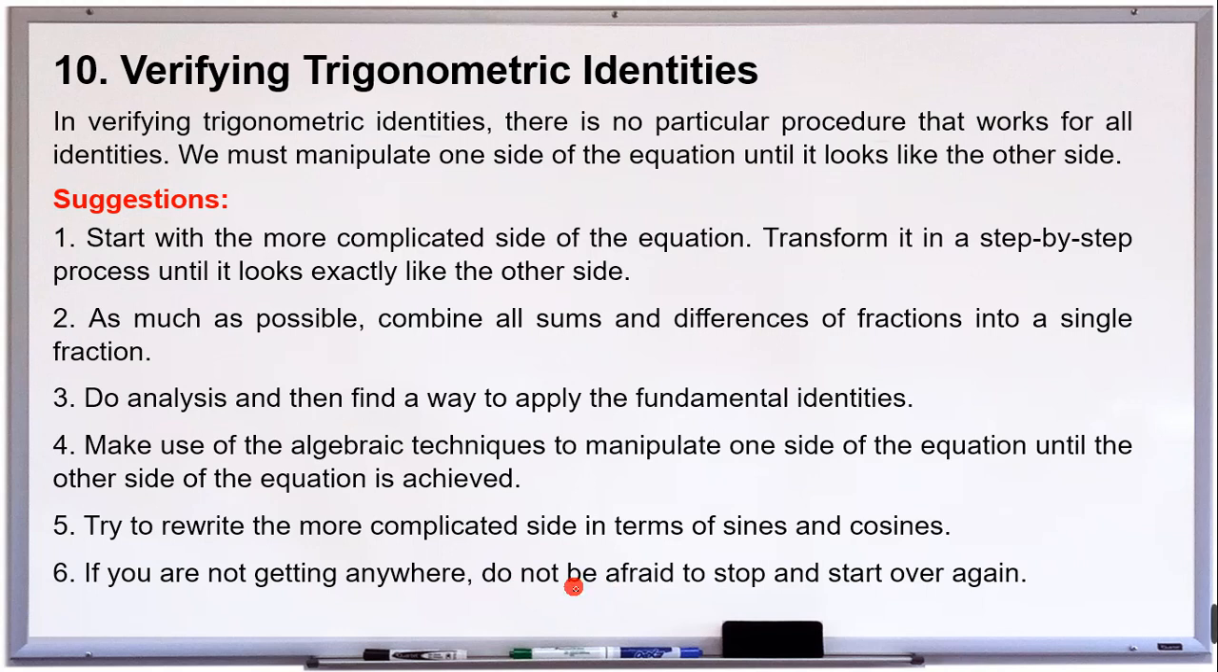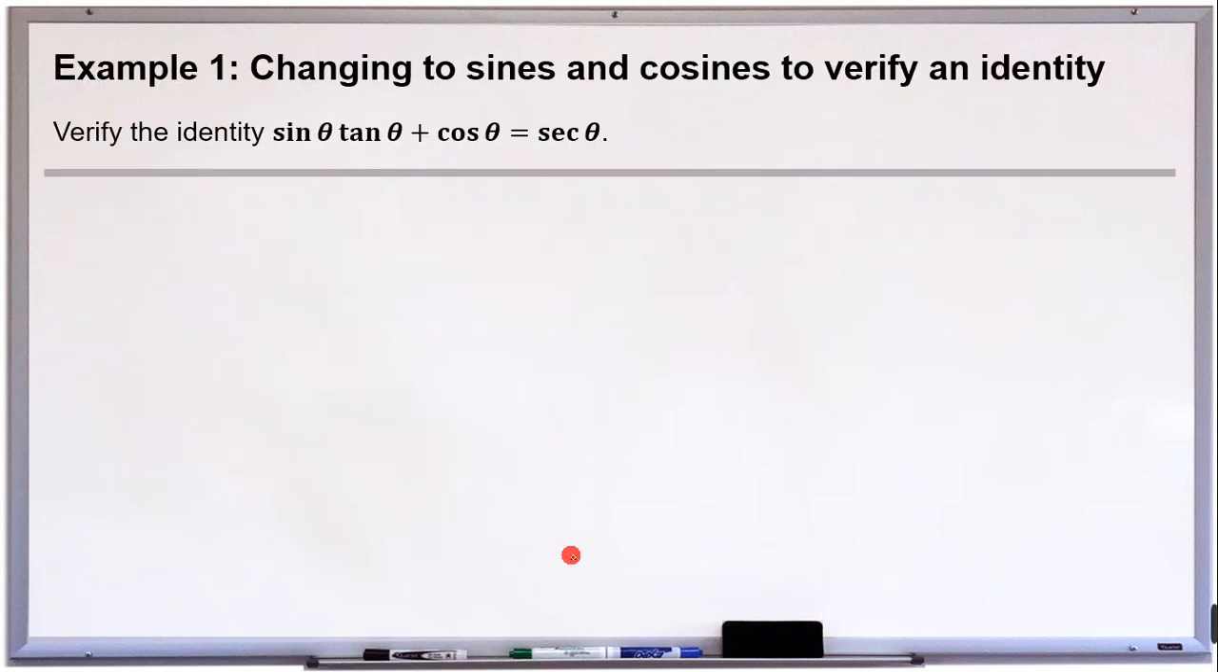If you cannot verify the trigonometric identity for the left side, try to modify the right side. Maybe the right side is more friendly compared to the left side, or easier to manipulate. Okay, so let's have our first example.